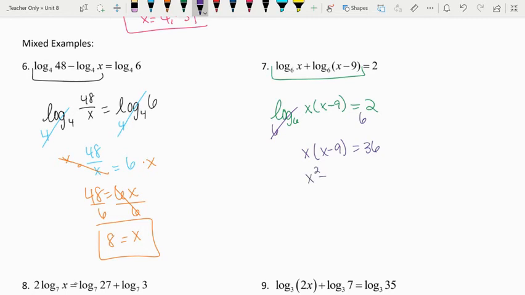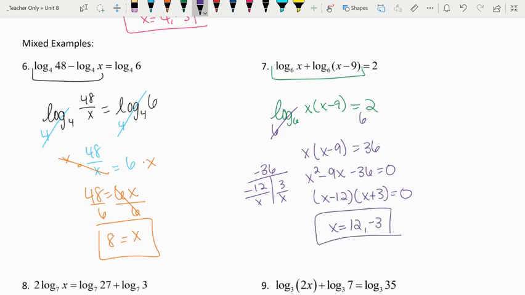So we have x squared minus 9x, and I'm going to subtract 36 over. So we have negative 36, and we need to get to negative 9. Well, obviously it's not 6 and 6. It is 12 and 3. And because it's a negative 9, it's going to be a negative 12. And if we solve for each, we get a positive 12 and negative 3.